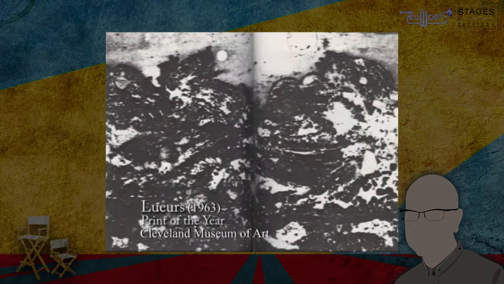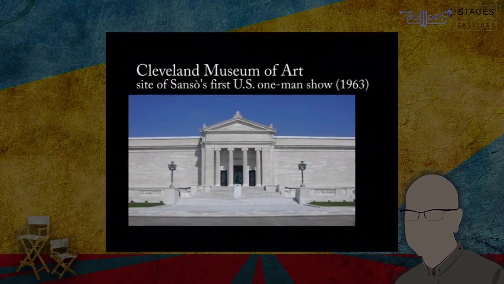I started the etching, and I passionately fell in love with it. And then, what do I get? I get the print of the year for the Cleveland Museum of Art, which is one of the greatest museums in the world, really. And the Far Eastern collection is one of the best in the world.